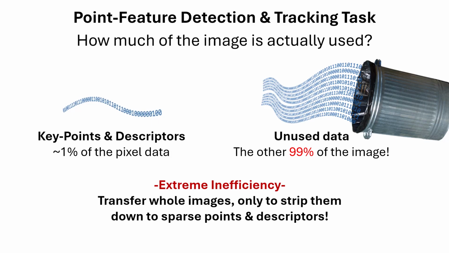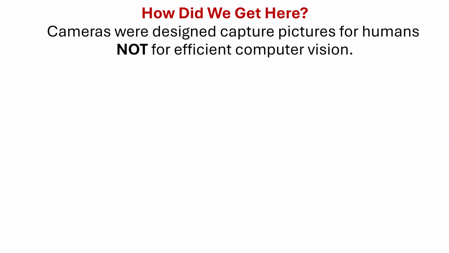We're transferring whole images from sensor to processor, but most of this data is not useful at all for our task, and this is true for many real-time computer vision applications. So how did we get to this situation? Well, cameras have been around a lot longer than computer vision, and are primarily designed to capture pictures for humans to analyze, not for efficient computer vision.